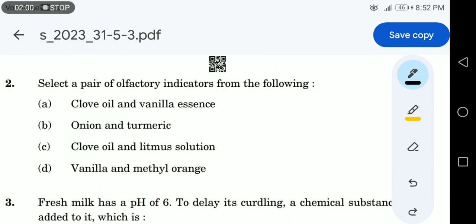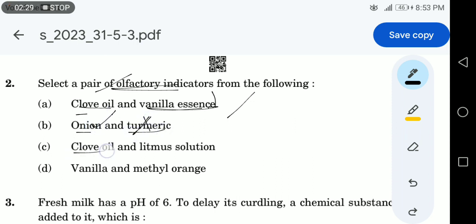Select a pair of olfactory indicators from the following. Now, what are olfactory indicators? Olfactory indicators are those indicators which show whether a substance is an acid or a base with smell. So clove oil is an answer. Vanilla essence is also an answer. Onion and turmeric. Onion is there. Turmeric is not there. It represents color change.